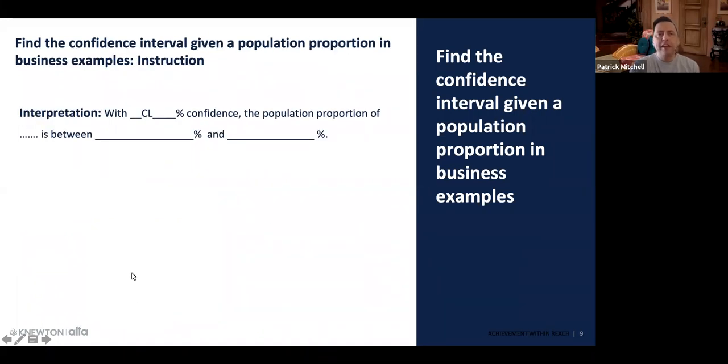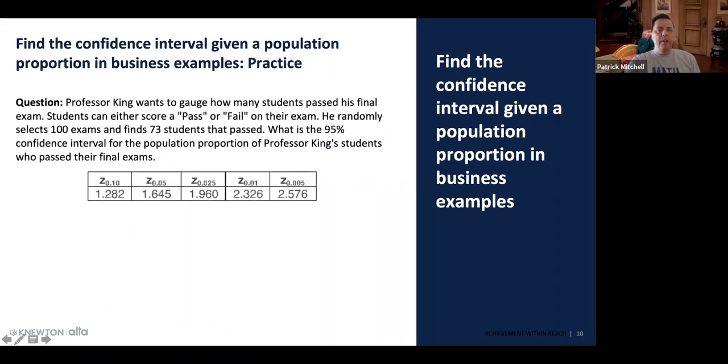And the interpretation would have this format: with given degree or given percent confidence, the population proportion of whatever is being described in the problem is between some percent and some other percent. So obviously we will see examples of that coming up right now.